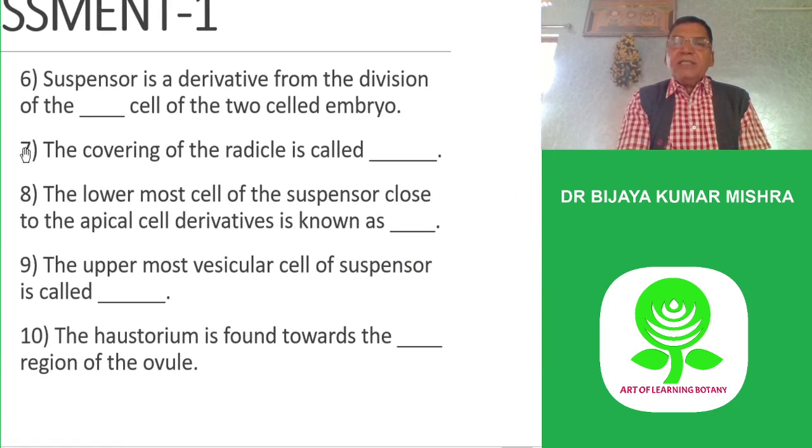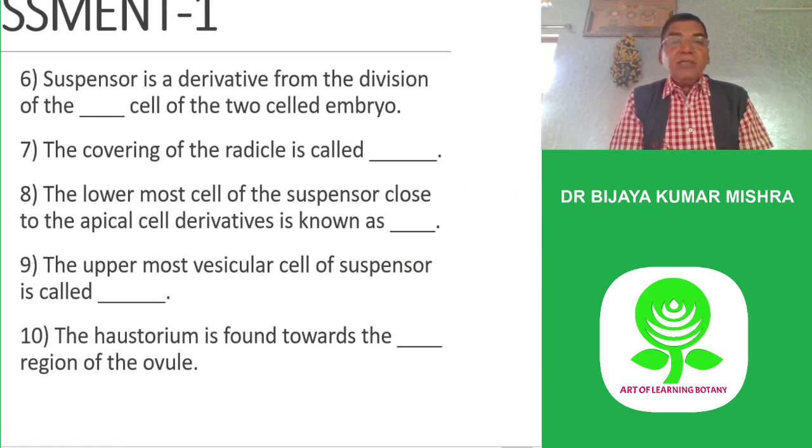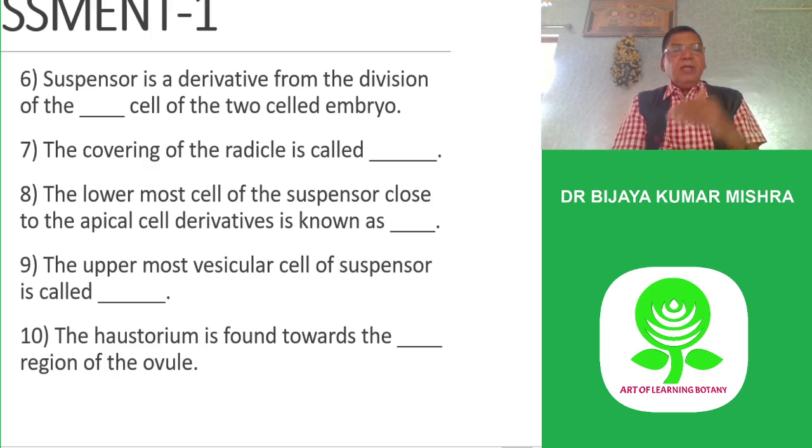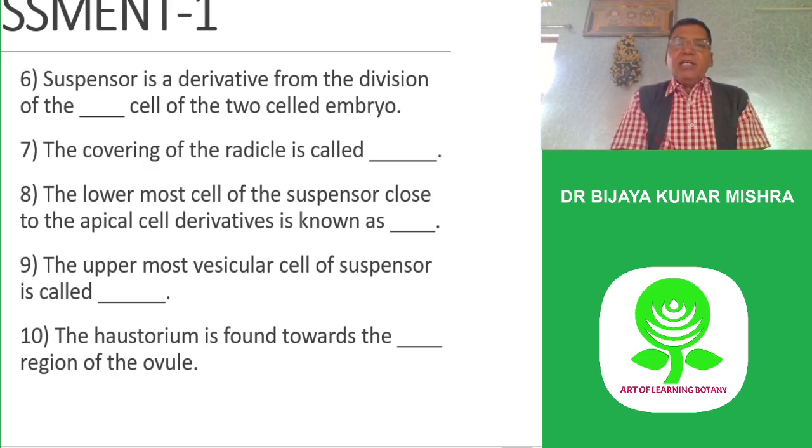The suspensor is a derivative from the division of the dash cell of the two-celled embryo. Basal cell. The two-celled embryo means apical and basal cell. Suspensor is the lower part, so it is called the derivative of the basal cell. The covering of the radicle is called, the covering is found in monocot, so its covering is called coleorhiza.